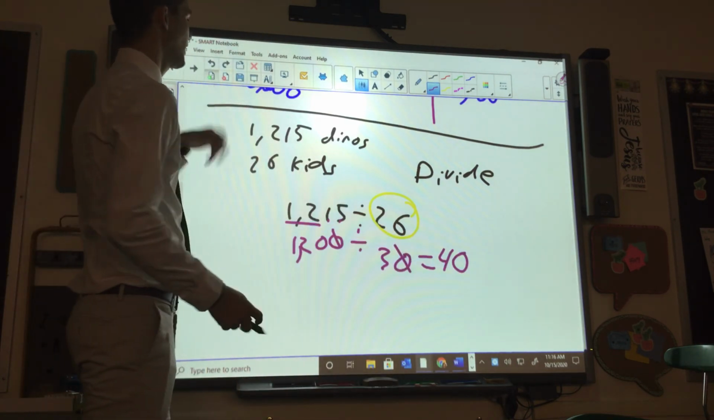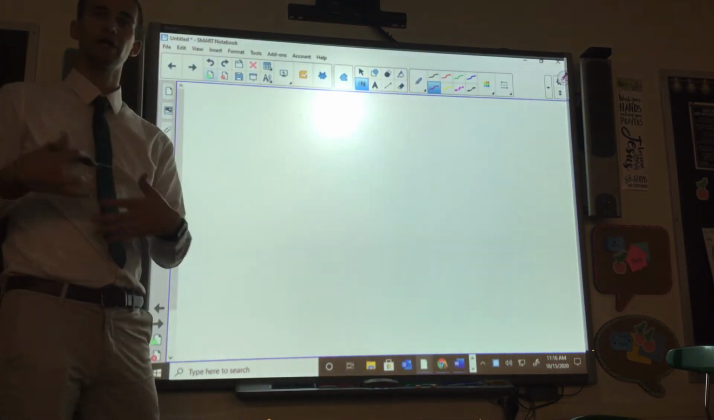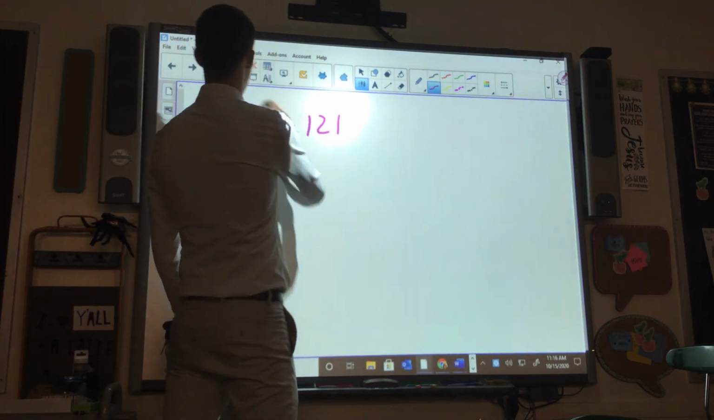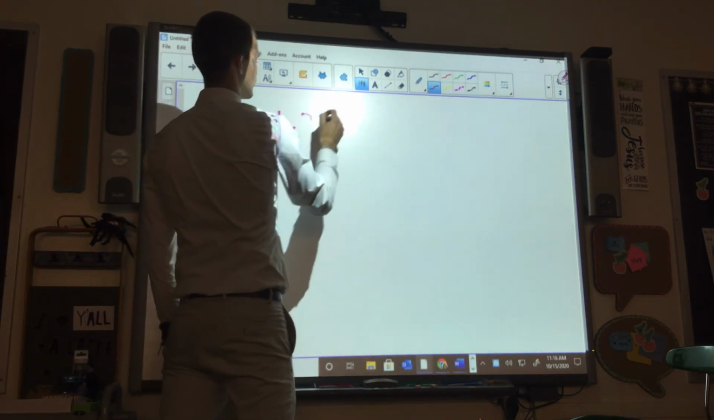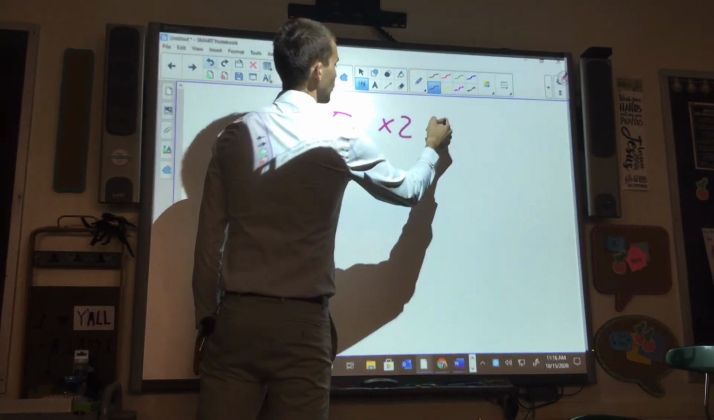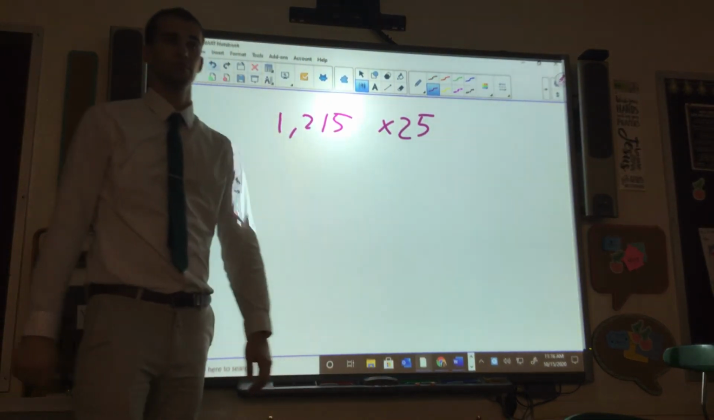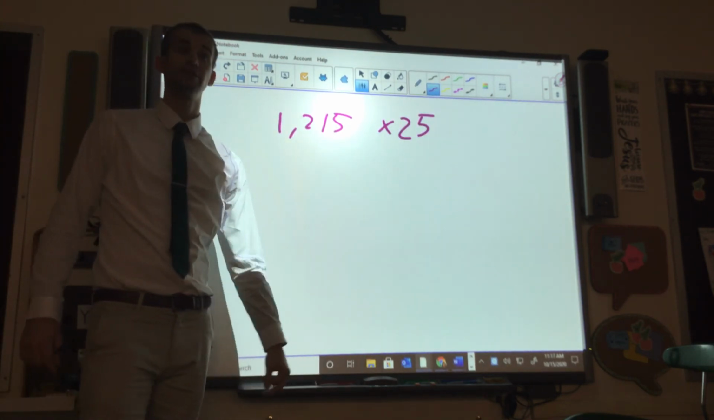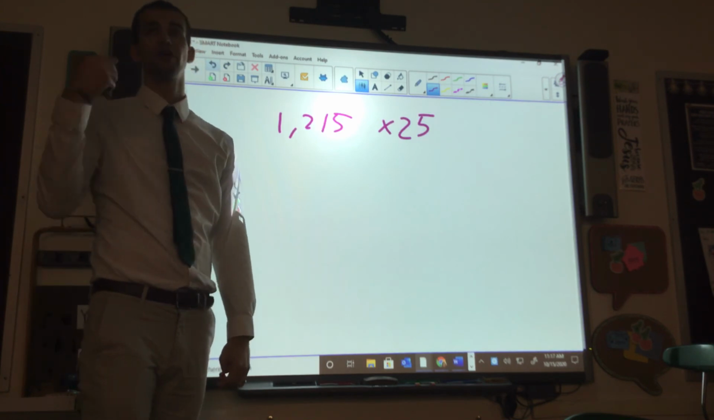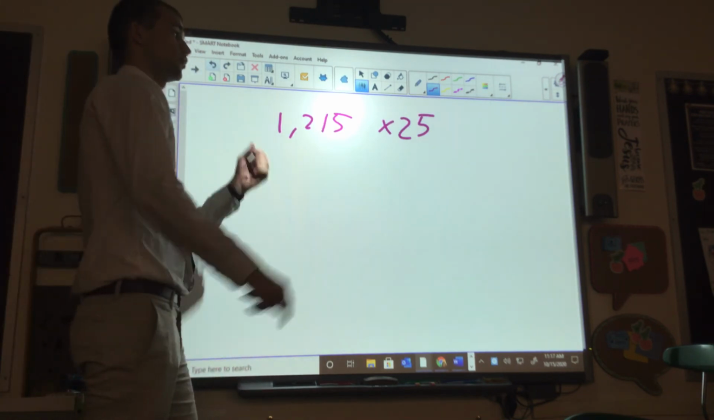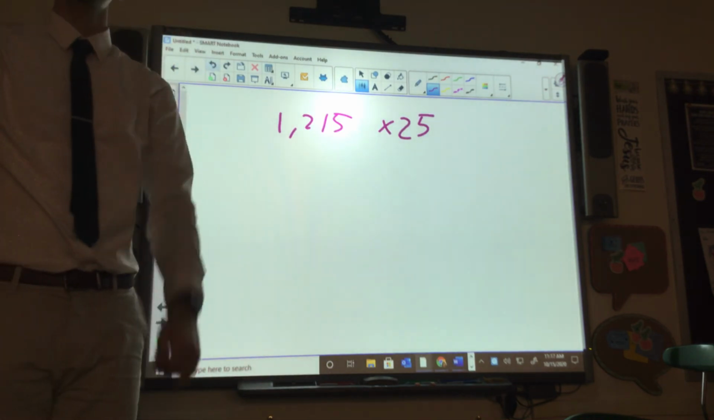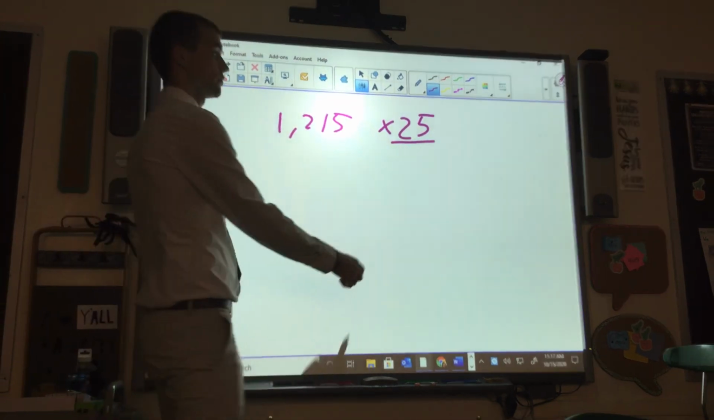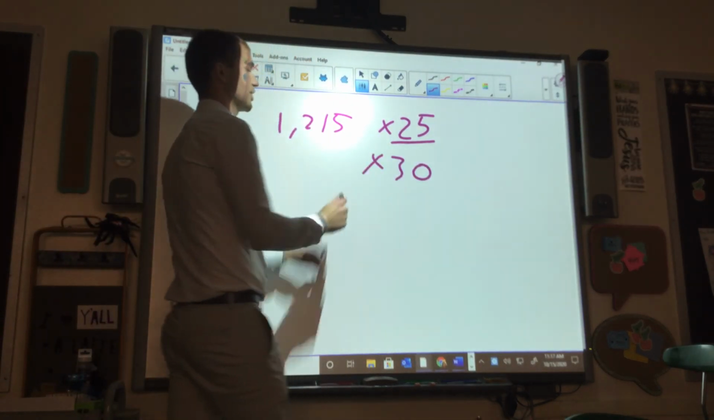Now, I had the problem wrong there. Remember how I said we were doing products, multiplication? You're supposed to use those same numbers, 1,215 times 25. Multiplying, think, let's say you're giving 1,215 to 25 different kids, or, sorry, 25 different schools. This school gets 1,215, this school gets 1,215. Then, again, we still want to round the smaller number first. 25 rounds to 30.